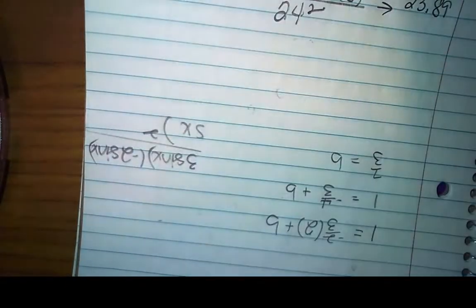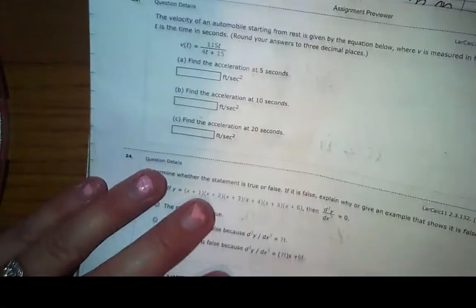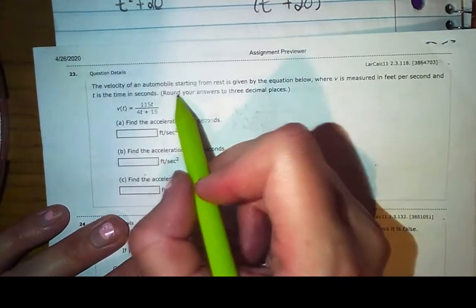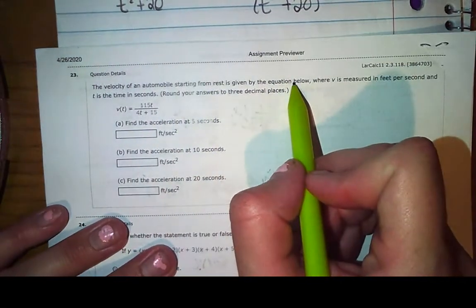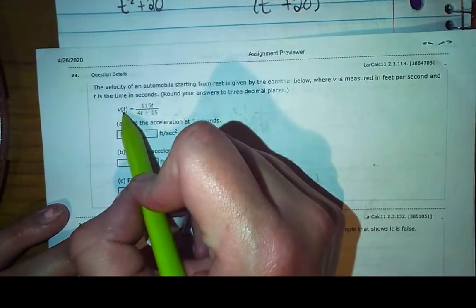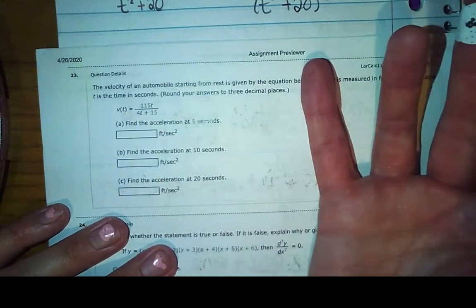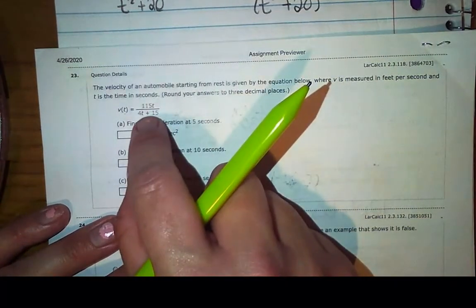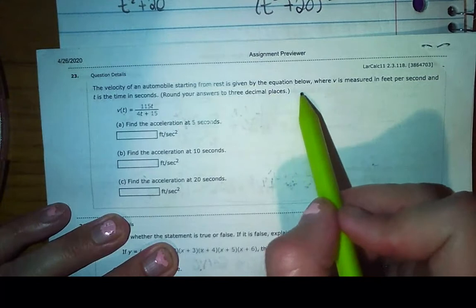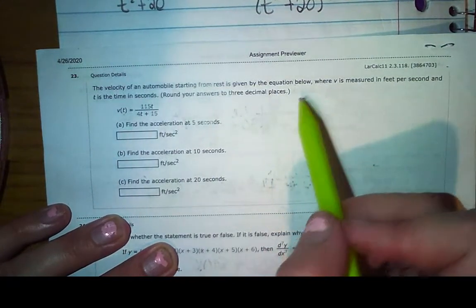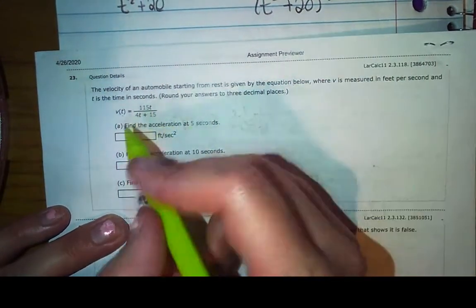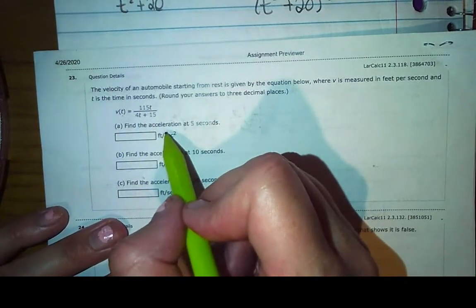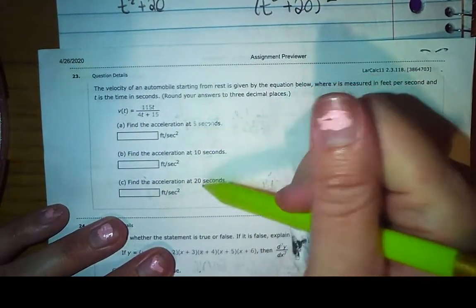All right. We have the velocity of an automobile starting from rest is given by the equation below. So you are given a velocity function. So basically, somebody had a position function, which is s of t, and they've already taken a derivative and cleaned it up, and they got you this far. Okay? V is measured in feet per second, and t is time in seconds. So round my answer to 3 decimal places. Find the acceleration at 5, 10, and 20.